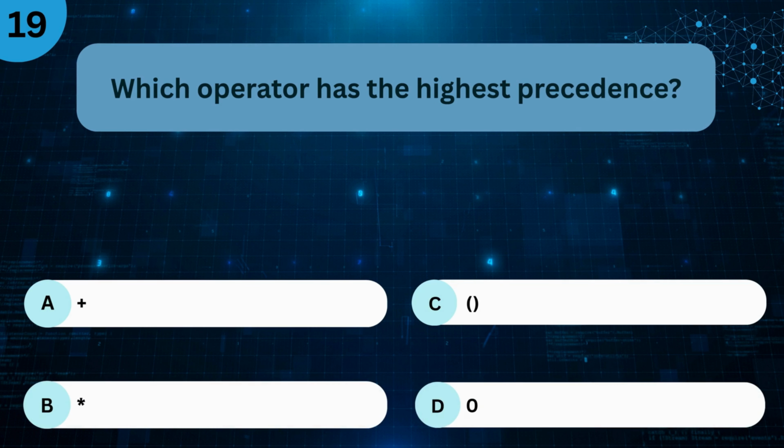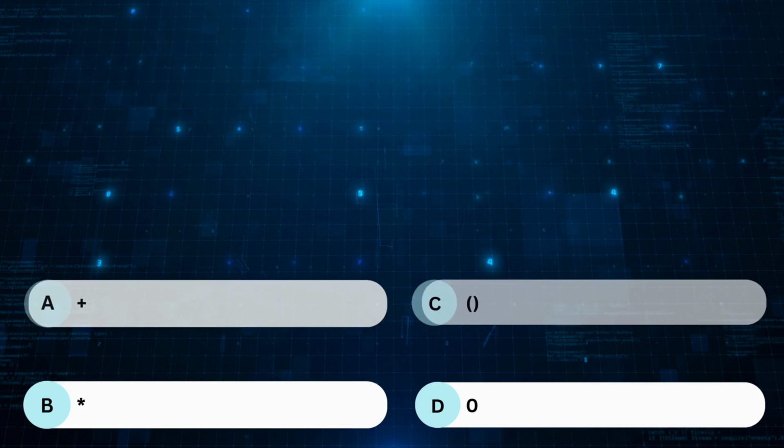Which operator has the highest precedence? A. Plus, B. Multiply, C. Parentheses, D. 0. The right answer is C. Parentheses.